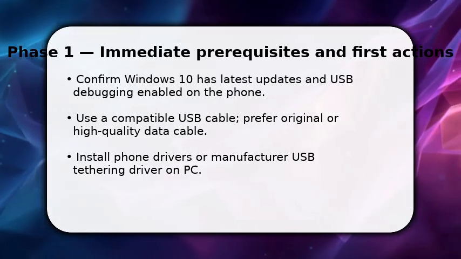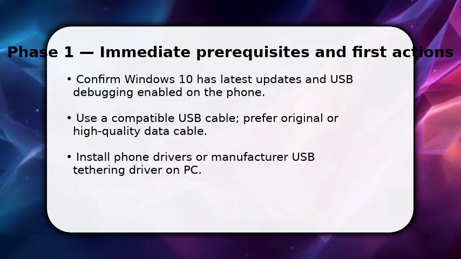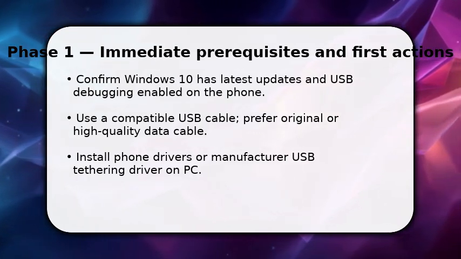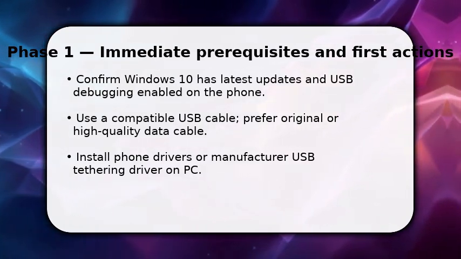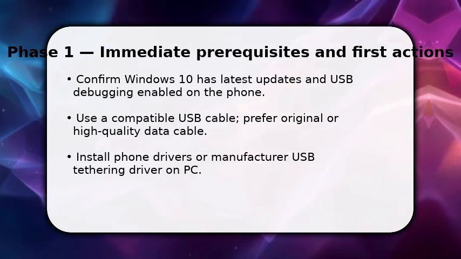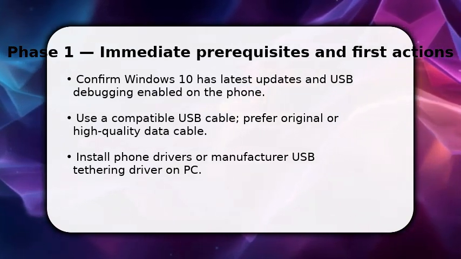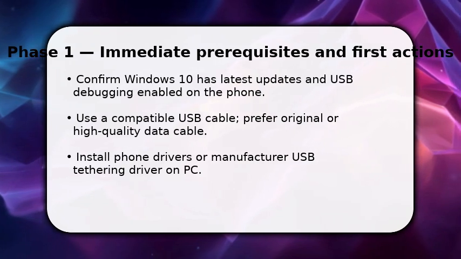Start by connecting your phone to the PC with a high-quality USB cable. You want a reliable data link, not just charging. On your Windows 10 PC, install the vendor USB drivers if they aren't present. This lets Windows recognize the handset.